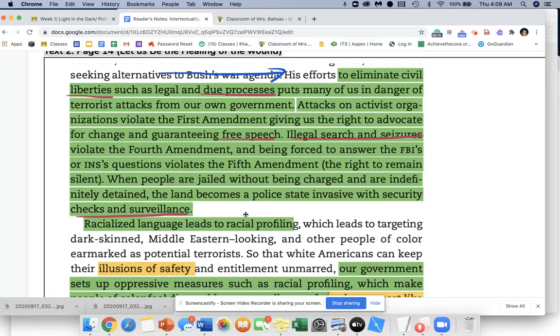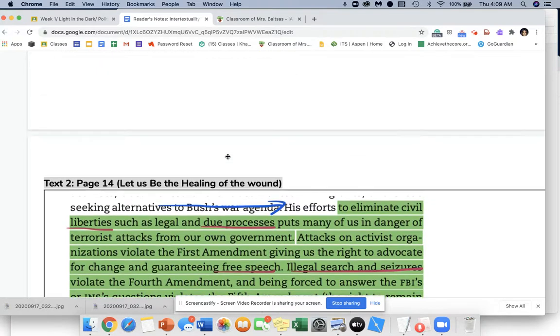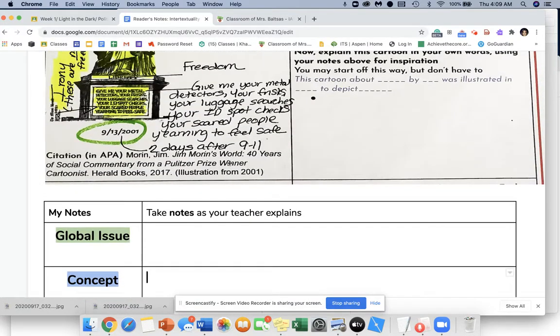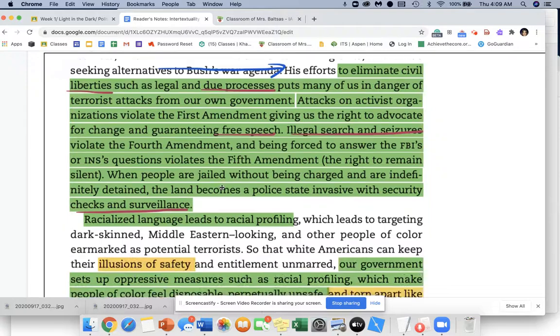When people are jailed without being charged and are indefinitely detained, the land becomes a police state, invasive with security checks and surveillance. So again, I think when you look at police state, that's a form of hard power. Checks and surveillance, like people have control over people's lives. That's not good. Well, here we go. Surveillance, metal detectors, frisks, right? All that stuff is there.